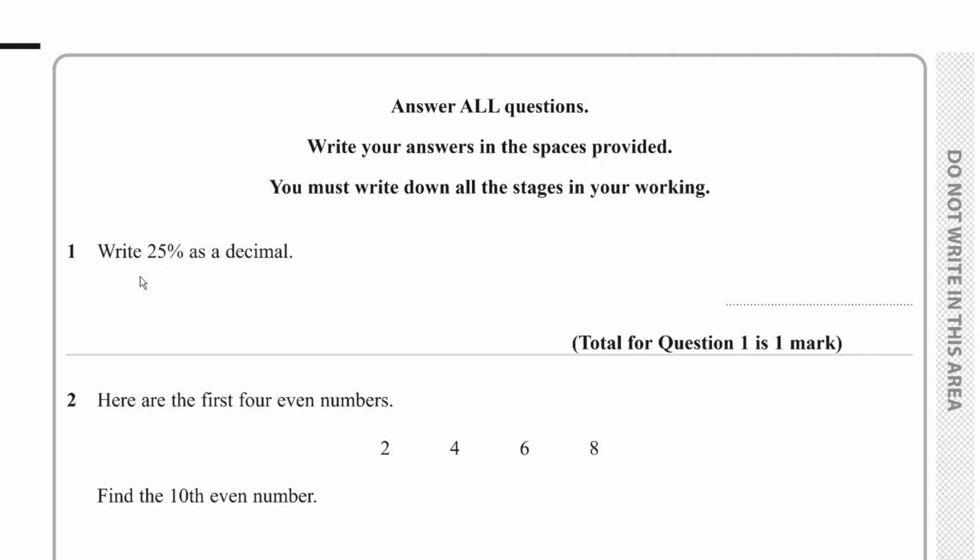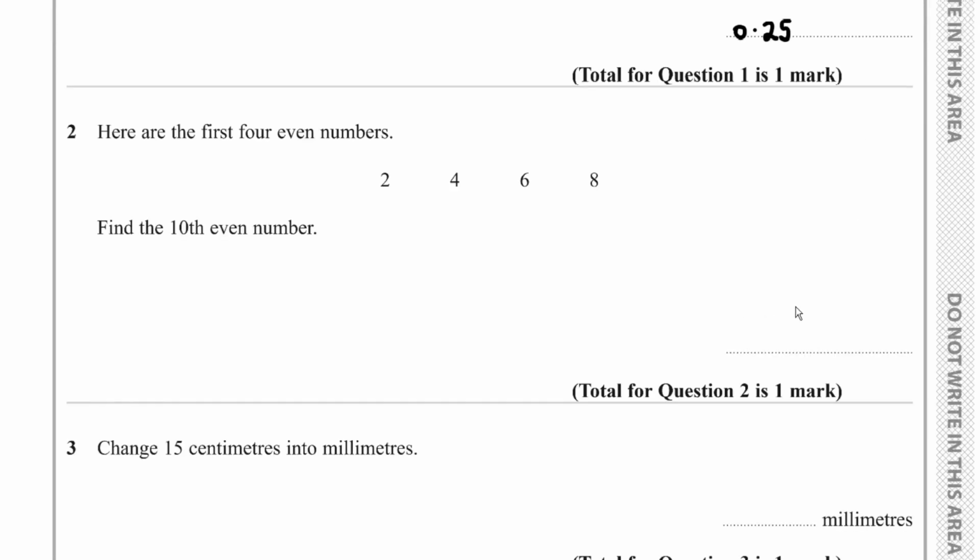Question number 1. Write 25% as a decimal. To go from percentage to decimal, we divide by 100. 25 divided by 100 is 0.25, so 25% as a decimal is 0.25.